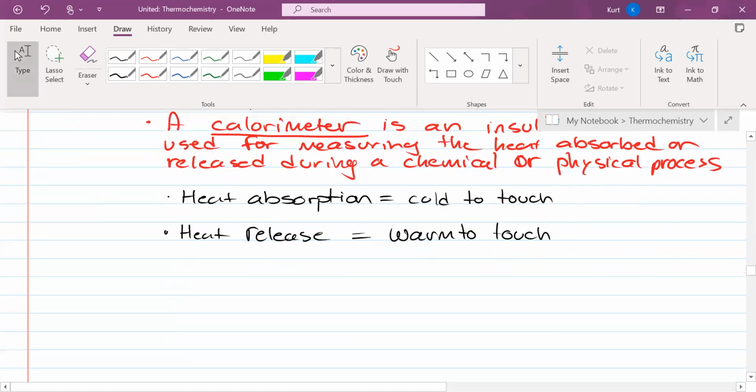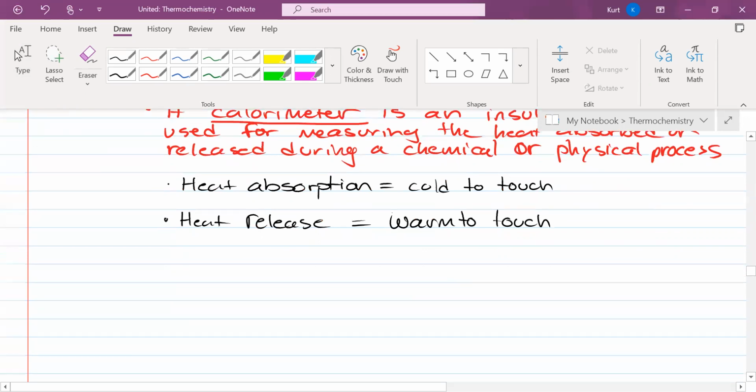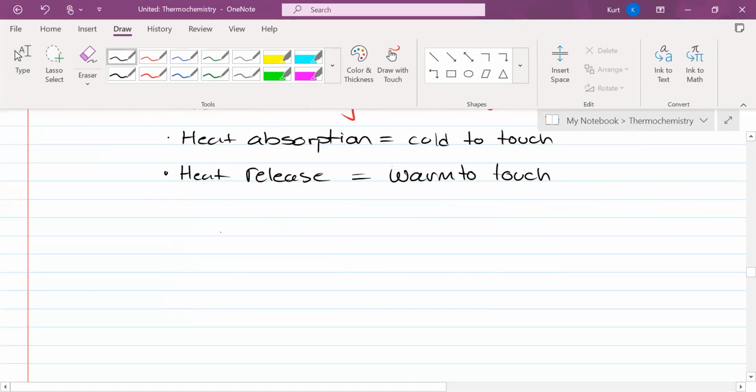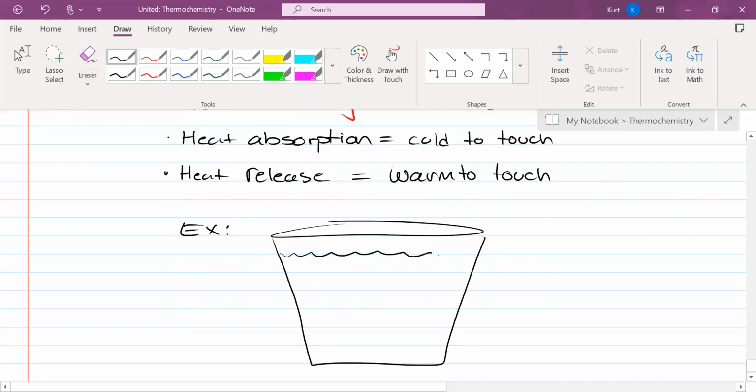A calorimeter is able to gauge how much heat is being absorbed or how much heat is being released. So let's do an example. You might see this on your test. You might see this on your review. I have a glass, and this glass is water. In the glass, I place a raging hot piece of metal. This metal is really hot. Which way will heat be flowing? Into the piece of metal or out of the piece of metal? Out. Heat will be flowing out.